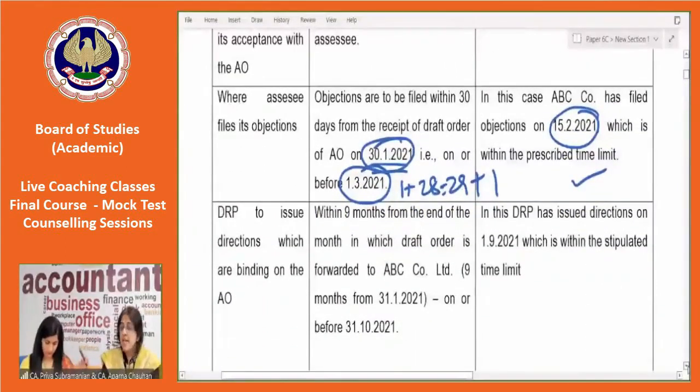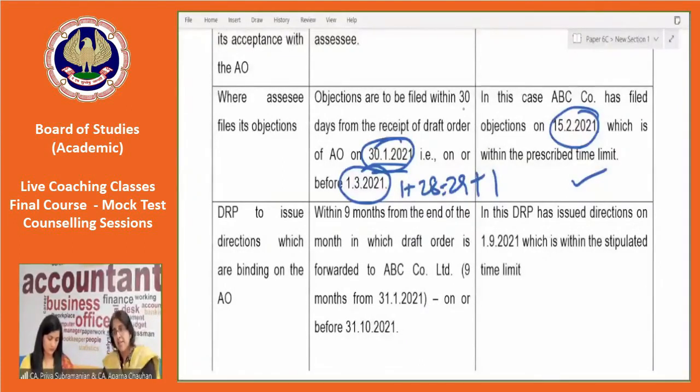So suppose the assessee had not filed the objections. Then what happens within 1 month? Suppose it did not file any objections, then within 1 month from the end of the month in which the 30-day period expires, the AO has to pass the order. But that is not applicable in this case because the assessee is filing objections.